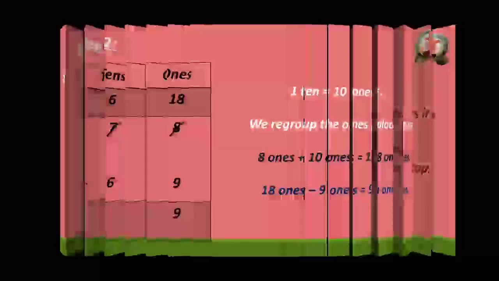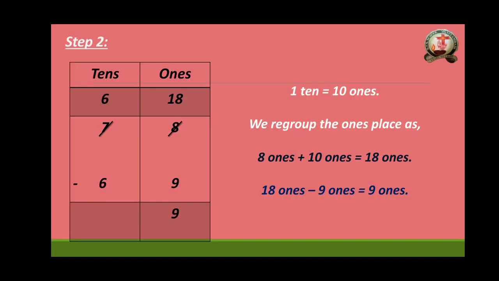In the next step, see here in the ones column we have 8 on top, and it is not possible to subtract 9 from 8. So we have to regroup the ones place, as we have to take 1 ten from the tens column. When we take 1 ten from the tens column, it will become 18 ones, because already we have 8 ones in the ones column. In the tens column it will become 6 tens. So now we can subtract it. 18 minus 9 is equal to 9 ones. So we got the answer in the ones column.